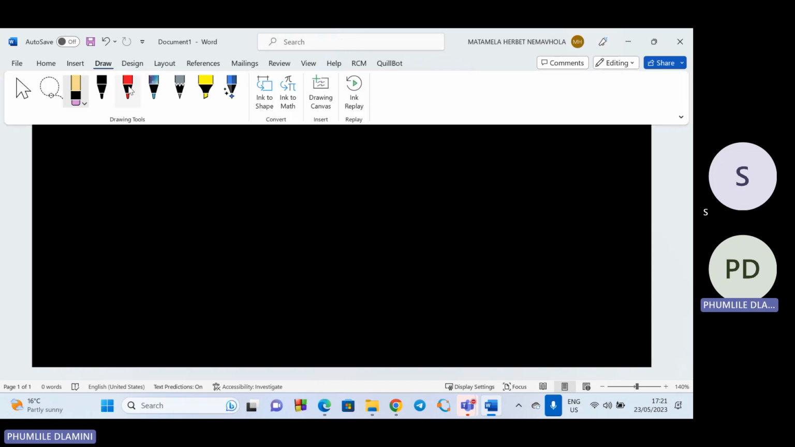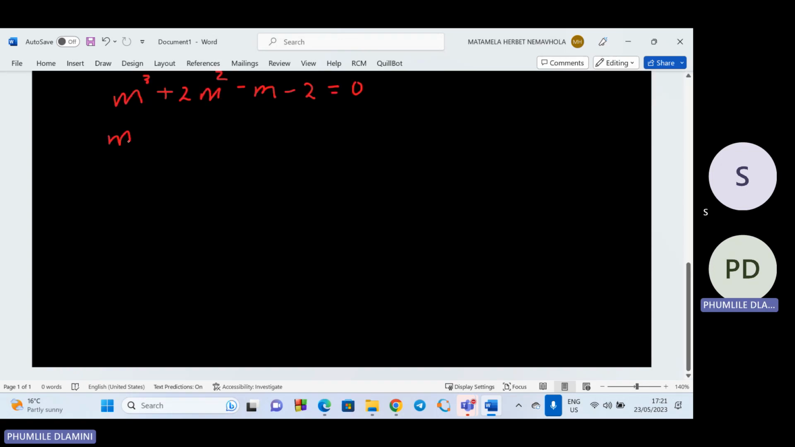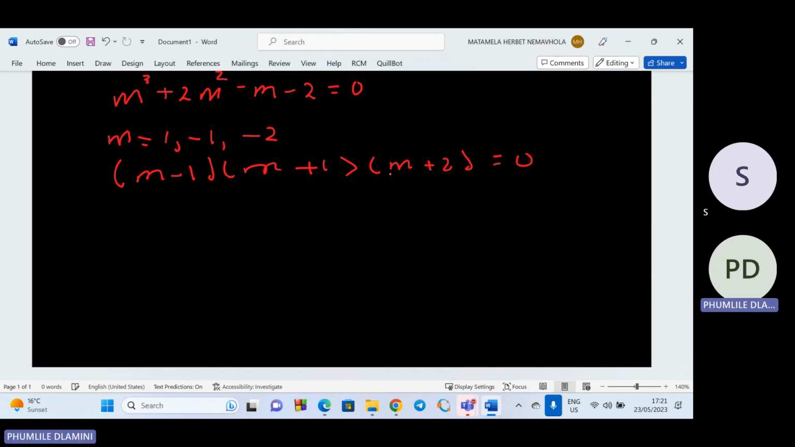Okay, the first m, we know that m equals 1, then negative 1, and negative 2. So which means m minus 1, m plus 1, and m plus 2 equals 0. Then it's fine.